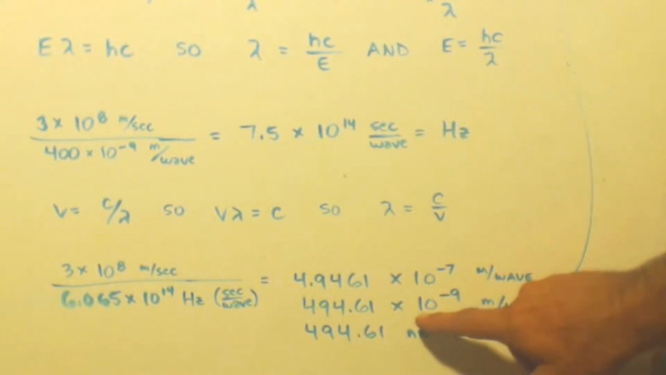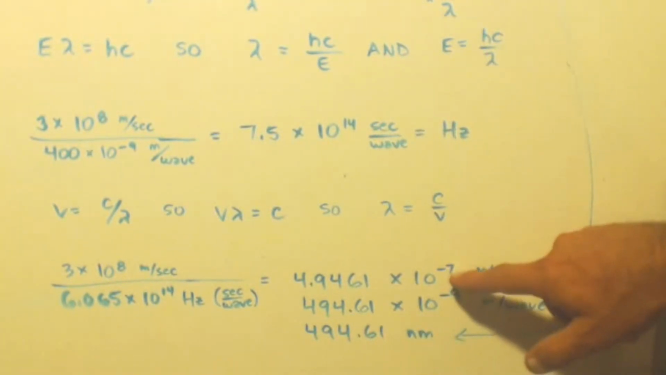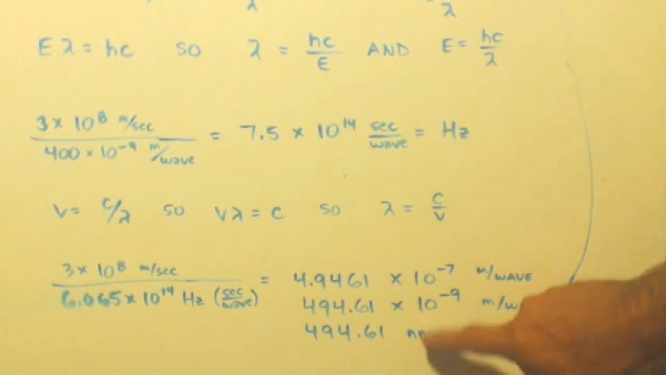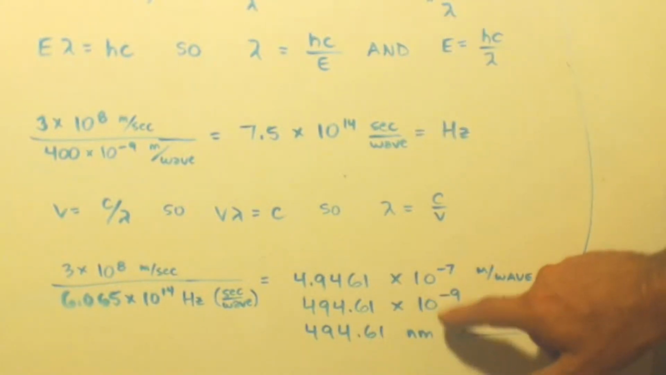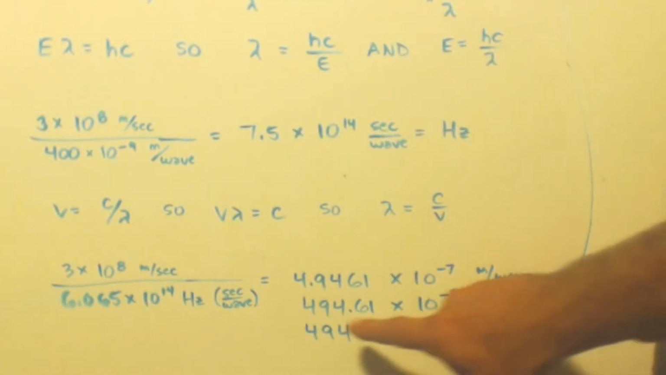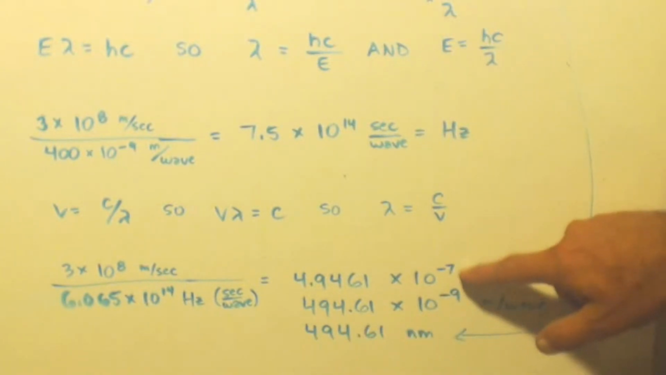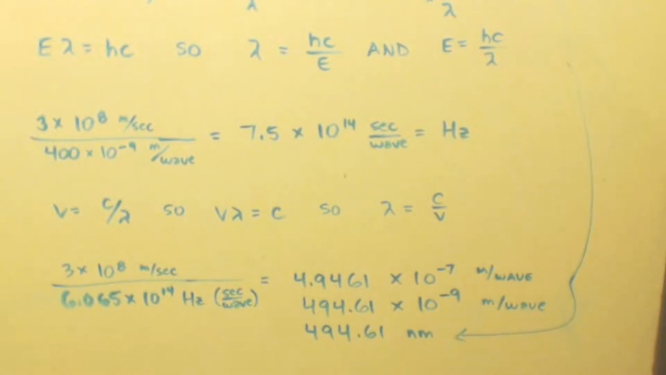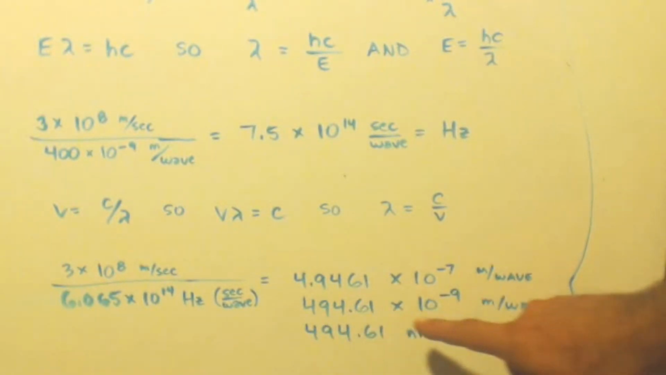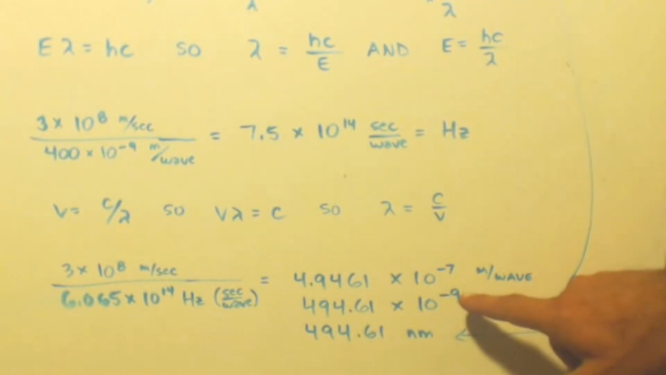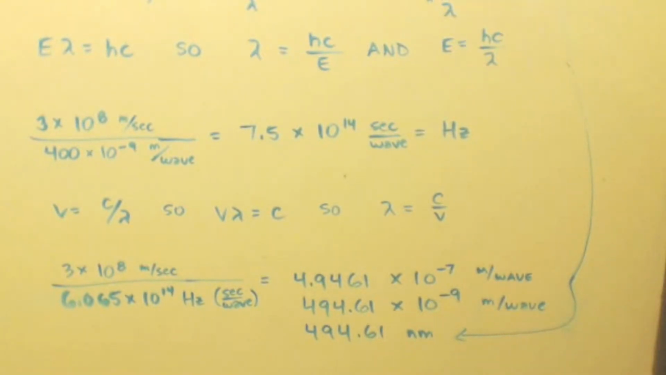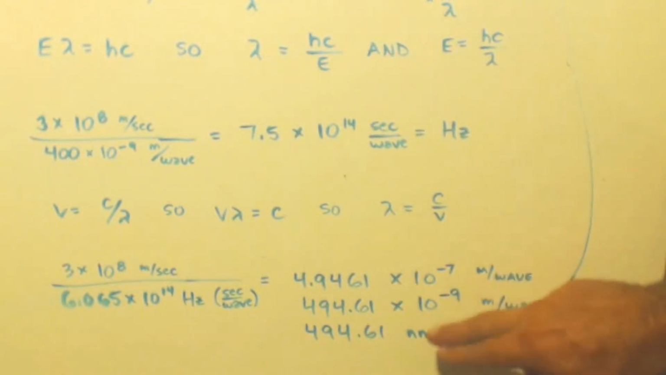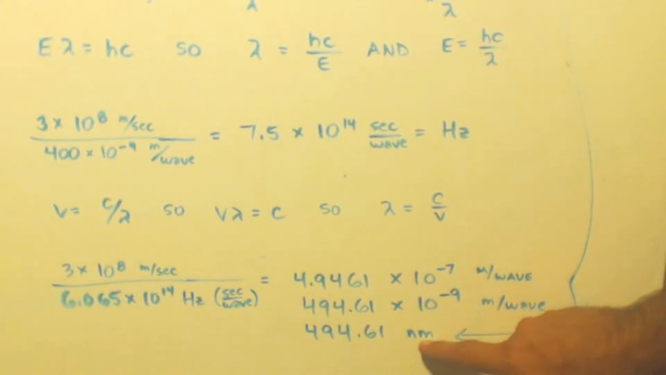I want to transform it into 10 to the negative ninth, right? Because then I can just erase it and put nanometers. But if I make this number smaller, I have to make this number bigger. 7 and 9, that's a difference of 2, so I move my decimal over 2. I got 494 times 10 to the ninth meters per wave. I want nanometers, so I just scribble off the 10 to the minus 9 and I put nanometers. It's that simple.